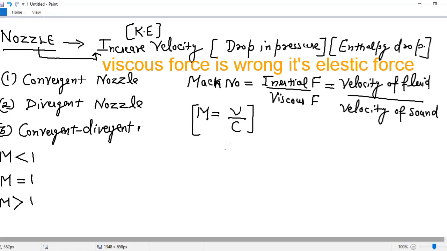To start with, before understanding this topic of Mach number and nozzles, there is a relation between the Mach number, the change in area of the passage through which the fluid is flowing, and the velocity of the fluid.